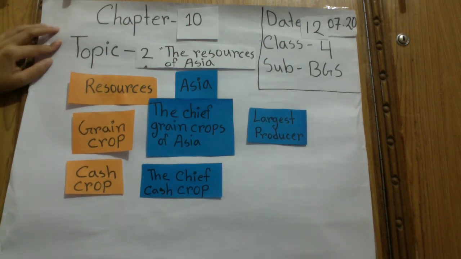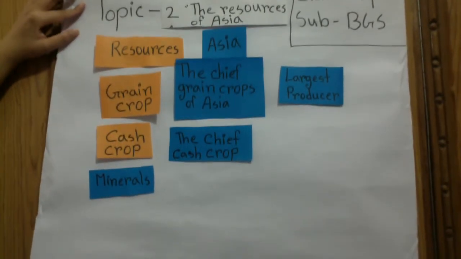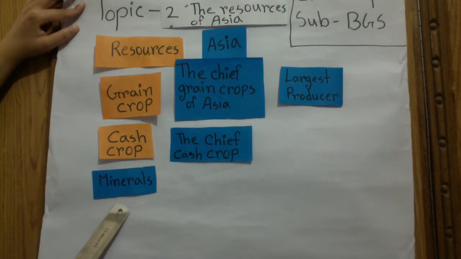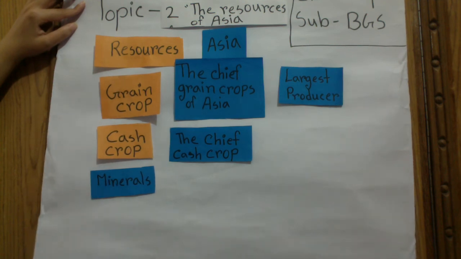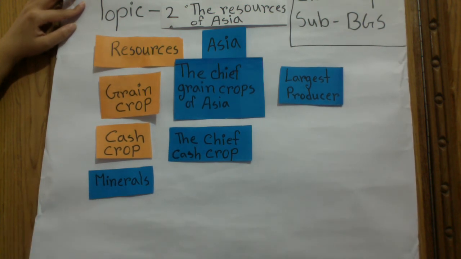Now the another resources. Minerals are another resources of Asia. Asia has lots of minerals such as mineral oil, natural gas, bronze, gold, silver, etc. This is the another resources of Asia.